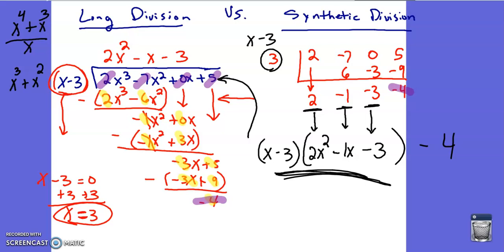So synthetic division is going to come in very handy as we continue on. This is video number 1 of this lesson 3.3, and be sure to click on video number 2 as well.